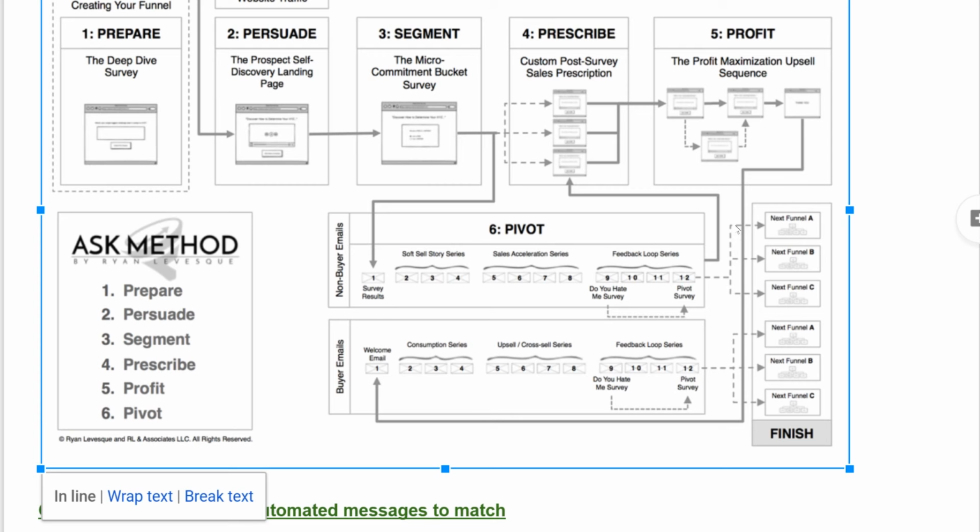So what's cool about this is first it segments them, then it follows them up, it sells to them, and then if they don't buy, then they get this series that basically soft sells them through stories. Then it gives them kind of like a limited time offer through the sales acceleration series. Then a feedback. If they don't buy, then we do the "Do you hate me" series, and then another pivot survey. So they keep going through these pivots. If they don't buy things, the system continues to try to sell to them at their hotspot. So that's pretty much it.